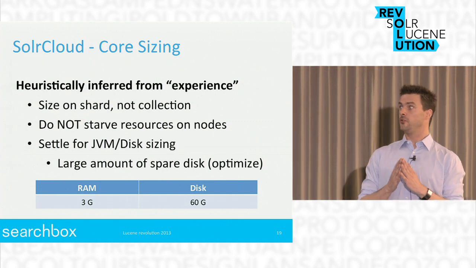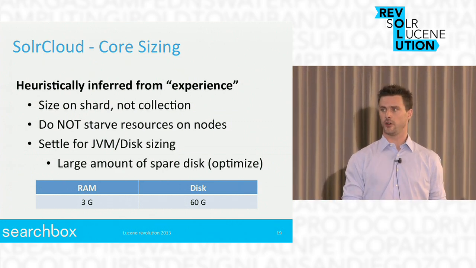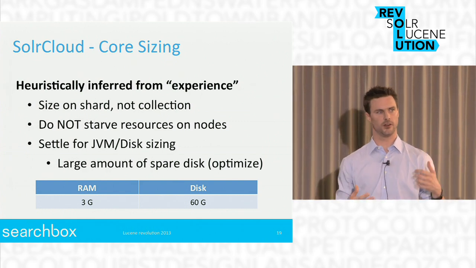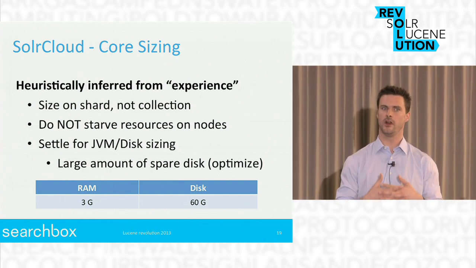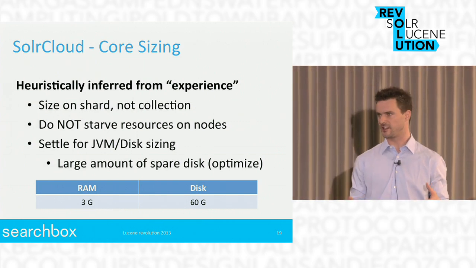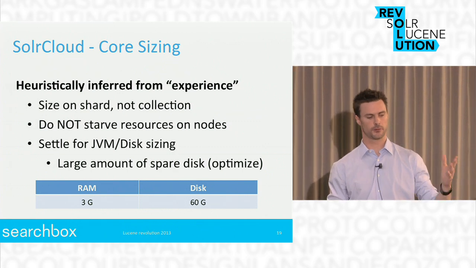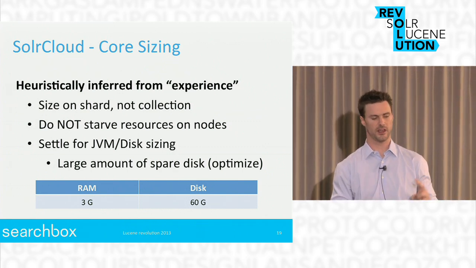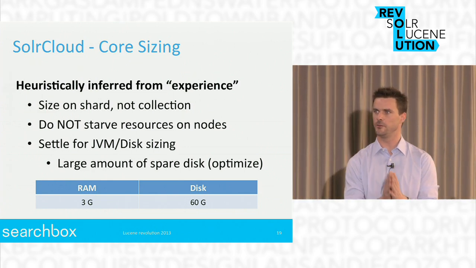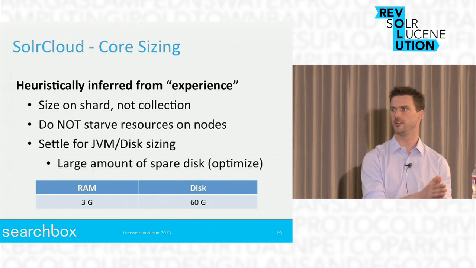Because we don't want to starve the resources on the node, they all need to be able to not overlap on CPU and RAM. We settle for something fairly large that can take the shard of the PubMed. 3 gigabytes of RAM is a requirement, and 60 gigs of disk. We know that this is the minimum requirement for 1 core to run in our cluster.